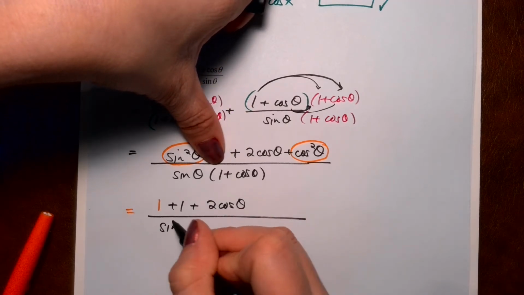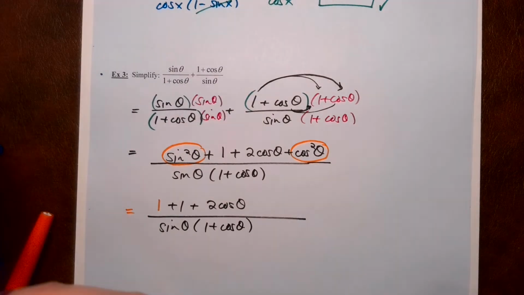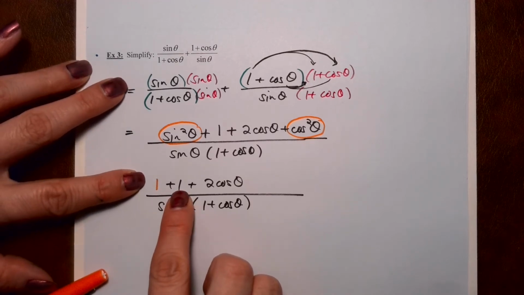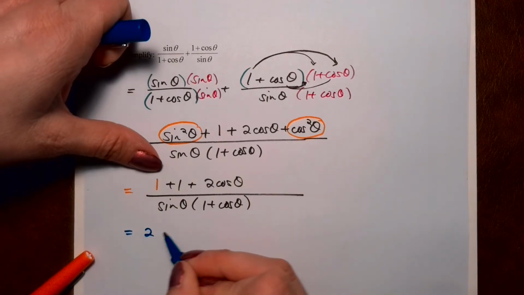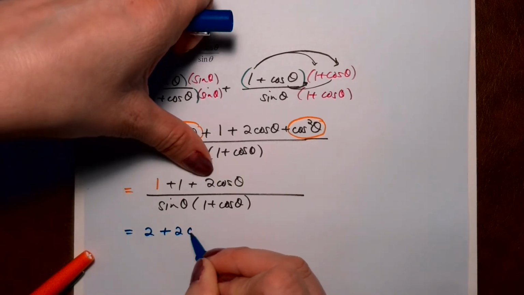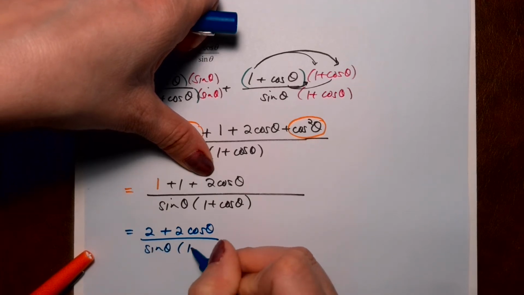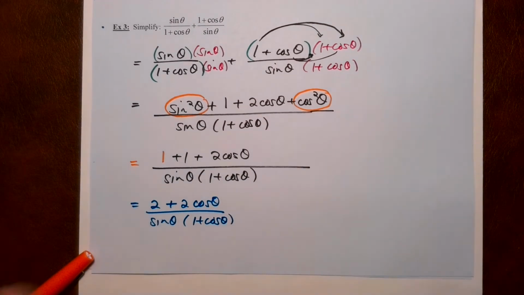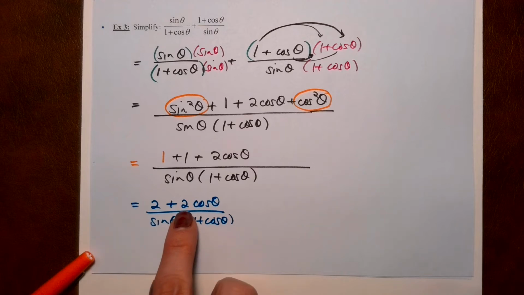We still have this 1 plus 2 cosine theta. The denominator is all here. Okay, now we have 1 plus 1, so that's going to make a 2. So in the numerator we have 2 plus 2 cosine theta. Can we do anything else? Can we add this 2 plus this 2? No, because that's a coefficient there.